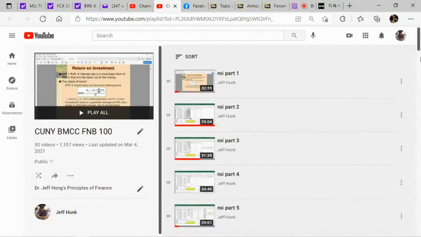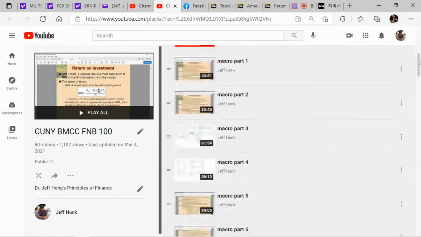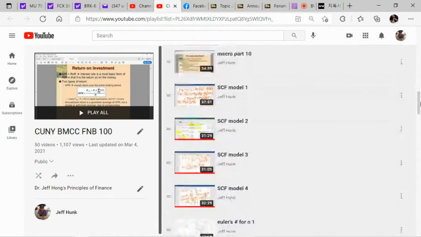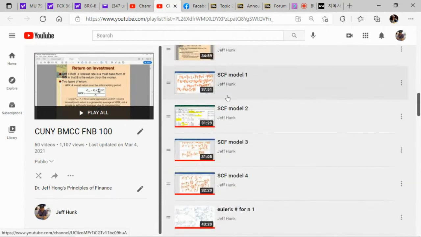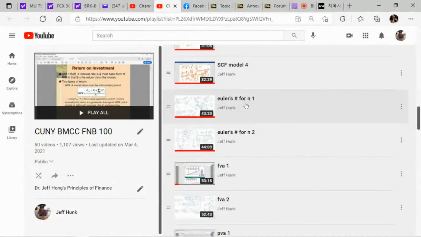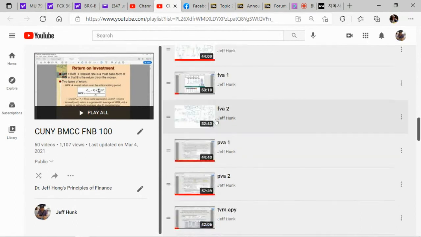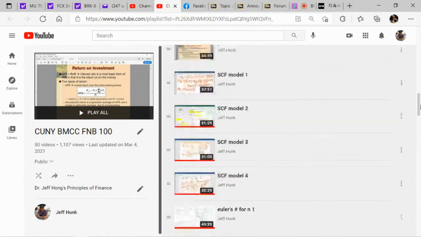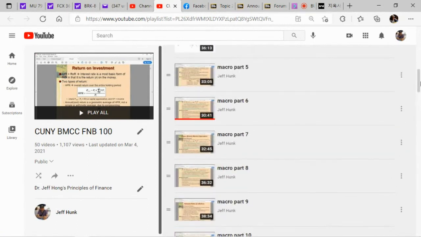So for Euler's number, you go to my FNB 100 playlist, and it's all there. Single cash flow model 1, 2, 3, 4, Euler's number for n, part 1, part 2, future value of annuity. These are all multiple cash flow models, okay? But that's it. You don't have anything more than that.